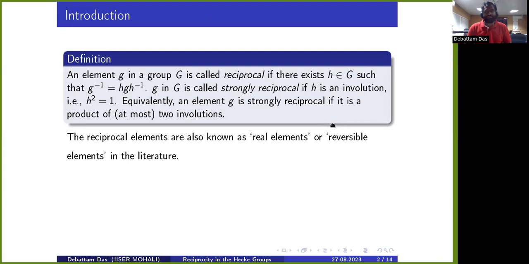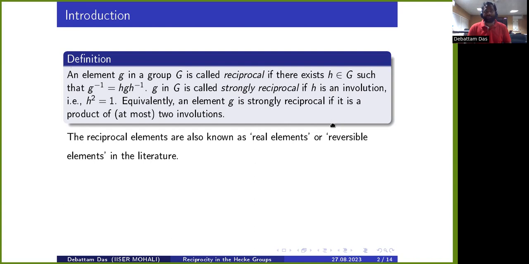An element g in a group G is called reciprocal if there exists h in G such that g inverse equals h inverse g h, and g is called strongly reciprocal if h is an involution. Equivalently, an element g is strongly reciprocal if it is a product of two involutions.